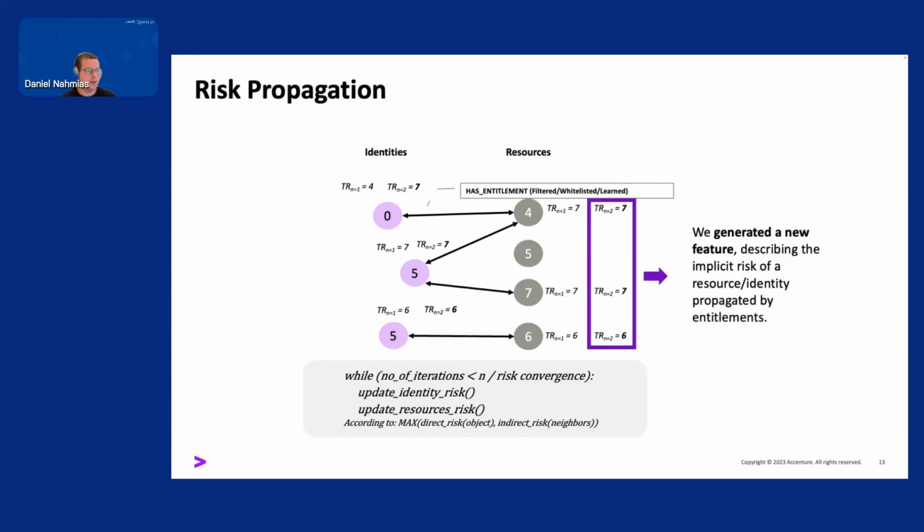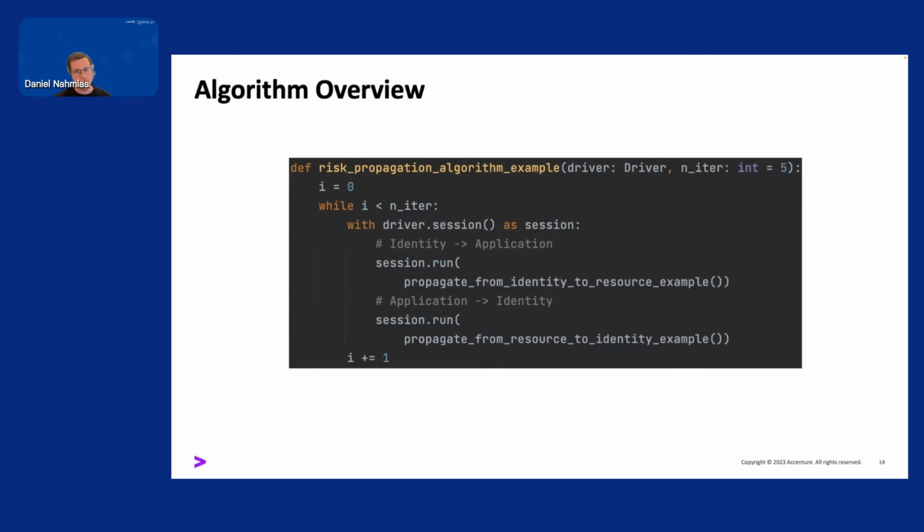Now we generated a new feature. This feature describes the implicit risk of a resource or identity that can be propagated via risky entitlements. So on implementation, it's pretty straightforward. However, we must implement this right here, the propagation query in Cypher.